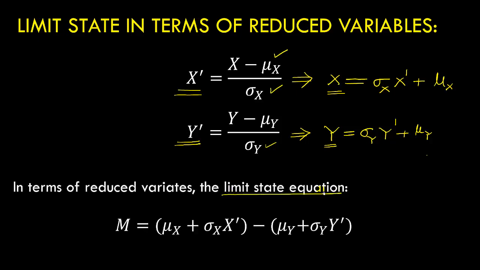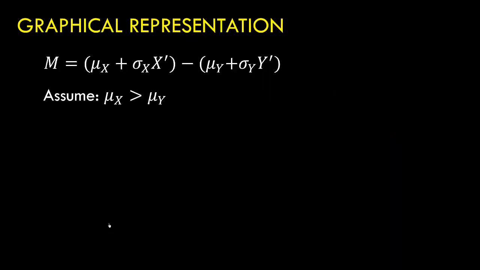So we have the limit state equation m equals x minus y, and now if I plug in the value of x, that is mu x plus sigma x times x dash, and the value of y also, then I get the limit state equation in terms of the reduced variables. Similar to the previous case, we can also show this equation in a graph. So that is the graphical representation of the limit state function in terms of reduced variables, and we will assume that mu x, the mean of capacity, is greater than mu y, the mean of demand, and that is basically logical. We always try to make a design in which the mean of capacity is greater than the mean of demand, so that we can avoid a failure.